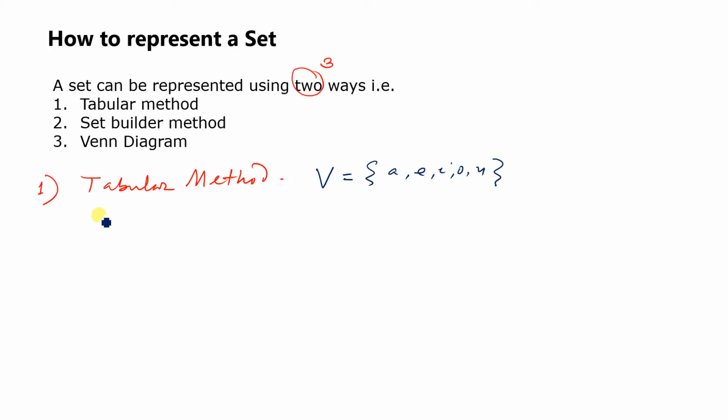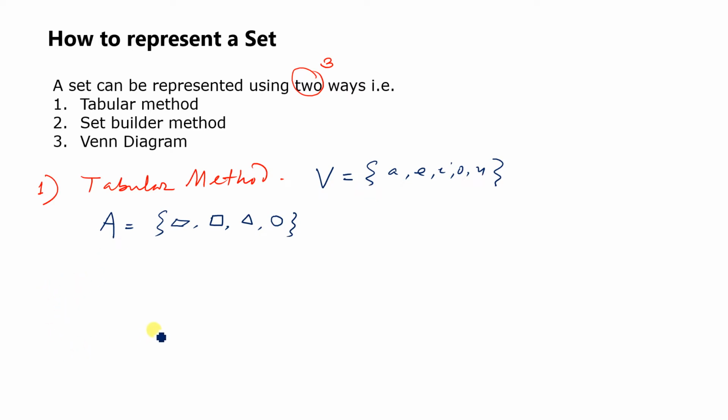Similarly, if I write A is equal to, is this a set or not? Yes, it's a set of symbols. Let's suppose this one is a parallelogram, this is a square, triangle, and circle. So this is the tabular method. It's very simple. You have to write it down in curly braces. Here V is the name of the set. You have to give the equal to symbol, and within the curly braces, add the elements separated by commas. This is called the tabular method.